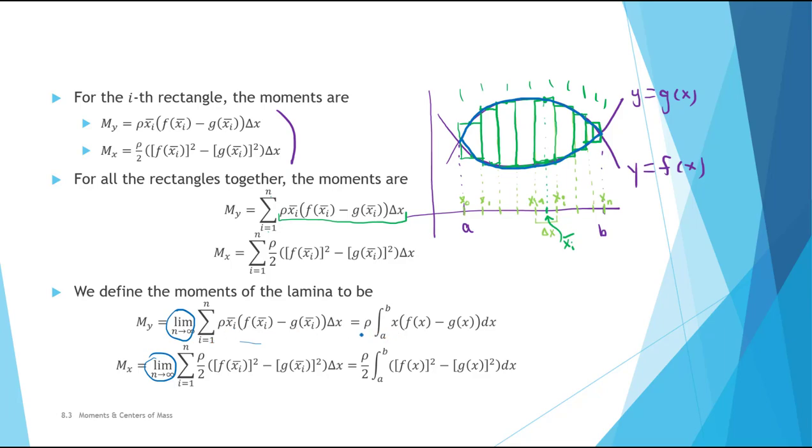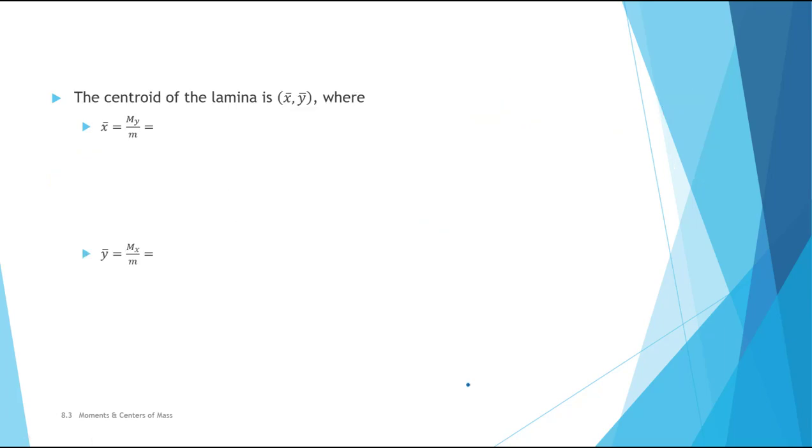And so the moment about the y-axis is the density rho multiplied by the integral from a to b of x times the quantity f of x minus g of x integrated with respect to x. And the moment about the x-axis is the density divided by 2 multiplied by the integral from a to b of f of x squared minus g of x squared integrated with respect to x.